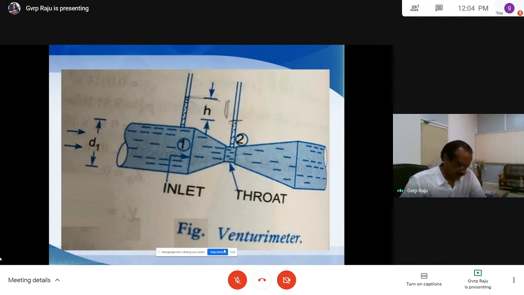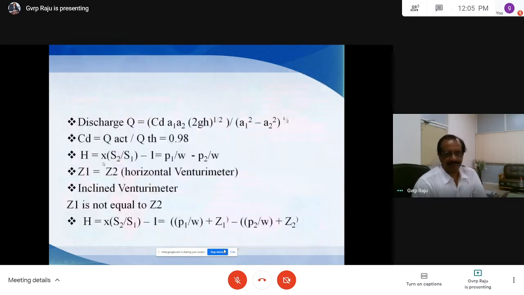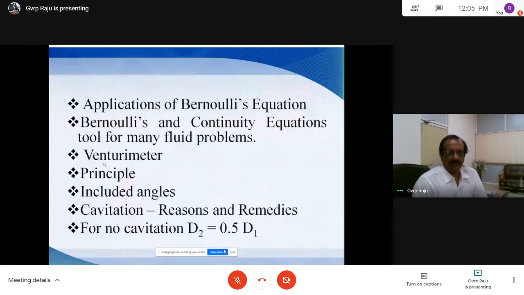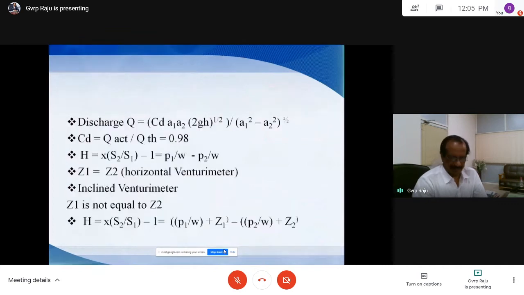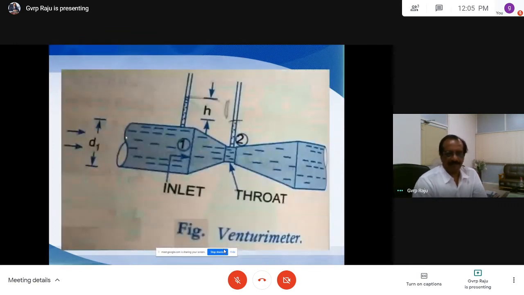Then we have Bernoulli's equation and the continuity equation. We can use the continuity equation, which is A1 V1 is equal to A2 V2. Based on that, we can find out V1 and V2 from the continuity equation.